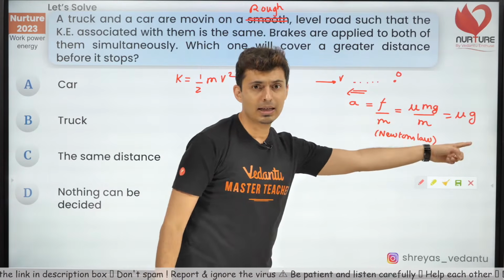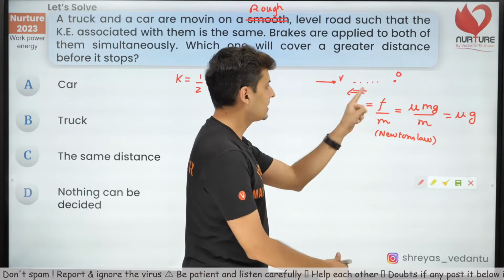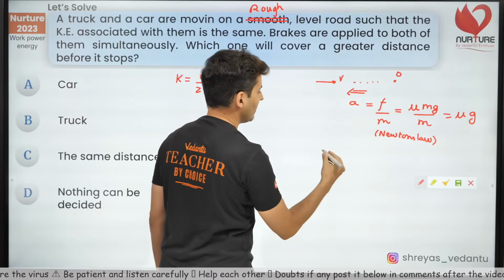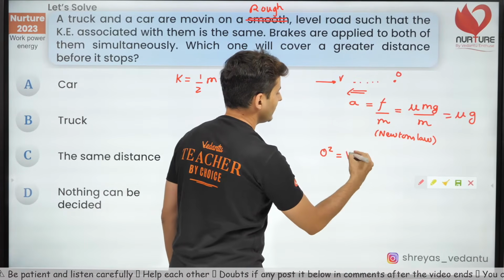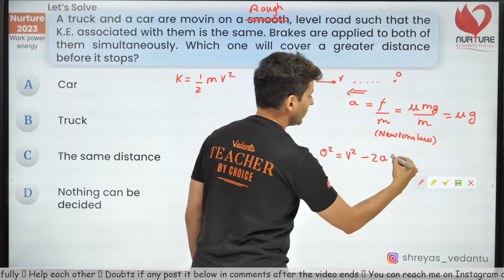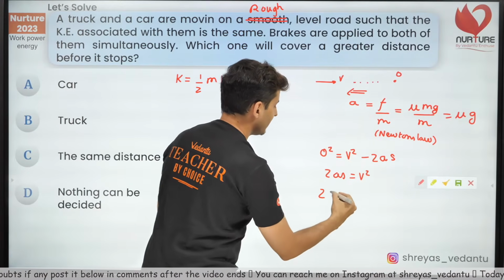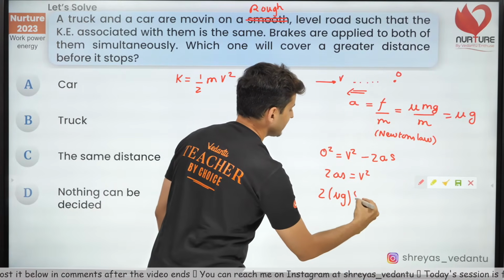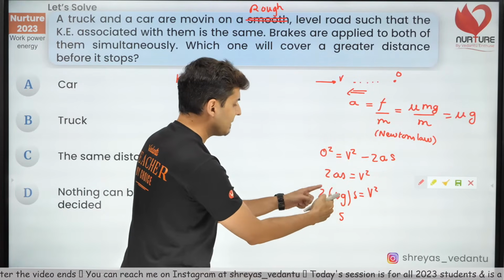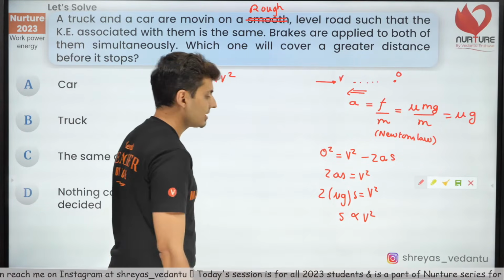I thought everybody has understood this. Acceleration is just mu g. Now, if you use kinematic equations, v square is u square plus 2as. Final velocity is 0, initial velocity is v, and because it is retarding, 0 = v square minus 2as. So 2as is equal to v square, so 2 mu g into s is equal to v square. So s, since mu, g and 2 are the same, is directly related to velocity square.